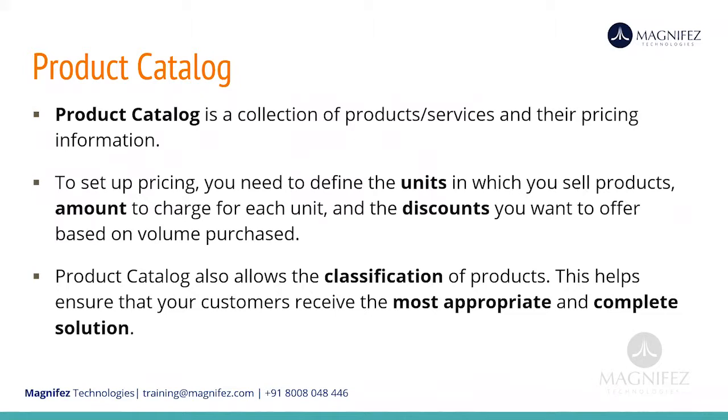Once you set up and configure the CRM organization, you set up your product catalog as well. What are the products that you are selling and their pricing details. And once in a while, we will change these details. So the product catalog basically includes the product, the unit in which you sell this product, the amount, that means the prices, unit prices, and the discounts that you want to give to your customers. It allows the classification of your products and also helps to make sure that the customers receive the most appropriate offer for your product.